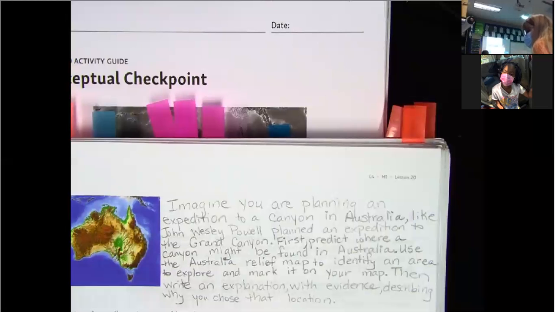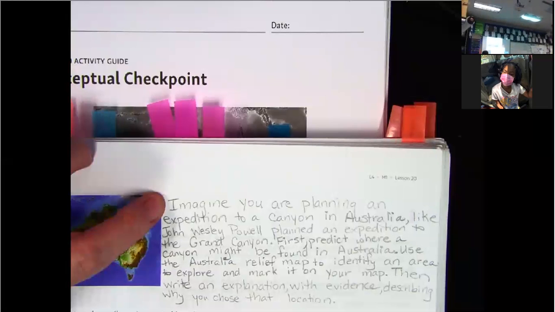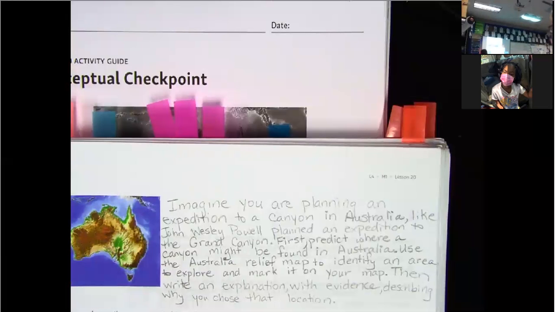Okay, so here is your prompt. Imagine you are planning an expedition to a canyon in Australia, like John Wesley Powell planned an expedition to the Grand Canyon. First, predict where a canyon might be found in Australia. Use the Australia relief map to identify an area to explore and mark it on your map.